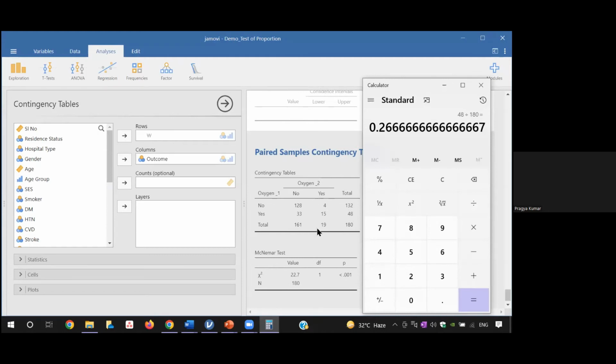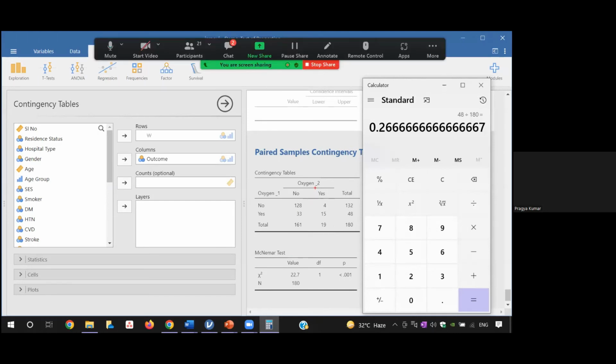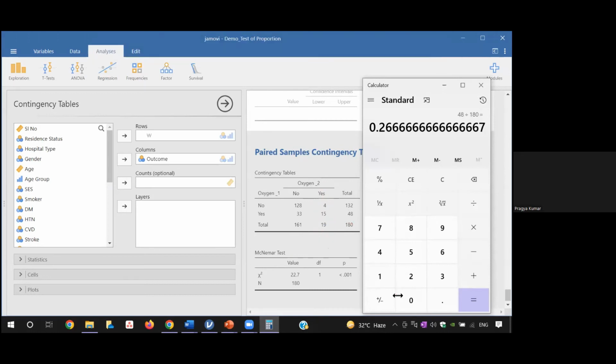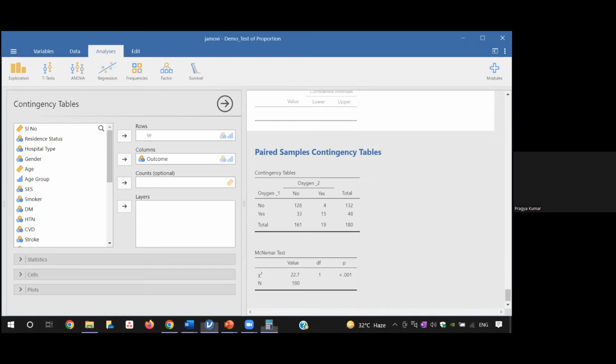Whereas if you see, yes, this column tells you the requirement just before the discharge. So 19 people out of 180 were requiring it. So you can again write 19 divided by 180. That means 10.5%. So the oxygen requirement decreased from 26.6% to 10.5%. And that's why we call this McNemar a marginal proportion test, because it is only calculating the margin.